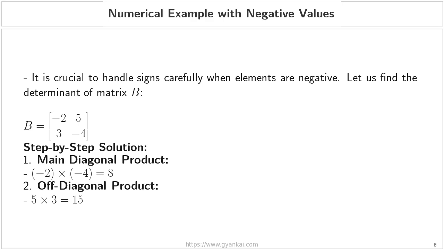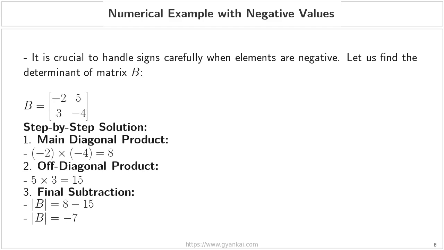Second, we find the off-diagonal product. We multiply the top right element, which is 5, by the bottom left element, which is 3. This gives us 15. Finally, we perform the final subtraction. We take our first product, 8, and subtract our second product, 15. So, the determinant of B, written as the absolute value of B, equals 8 minus 15, which results in negative 7.